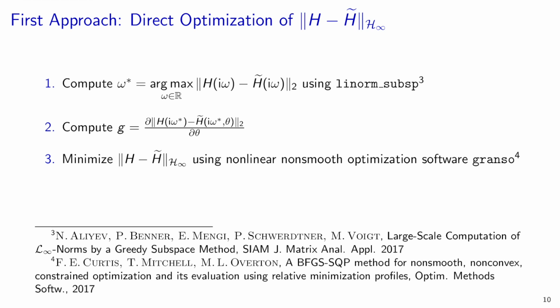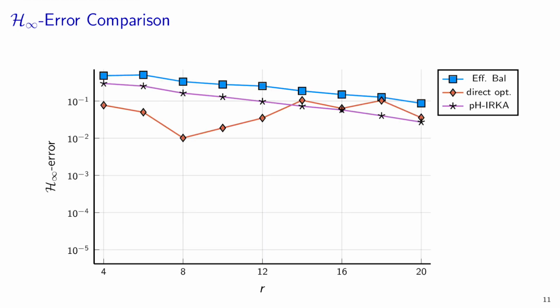Since it is a non-smooth and non-convex problem, we use Granso, which is Tim Mitchell's tool for exactly this kind of problem. In the current slide, you can see the H-infinity error that's resulting from applying this direct H-infinity norm minimization method depicted in orange. Unfortunately, after a really promising start, the error does not decrease for reduced model orders larger than 8 and instead returns to the larger errors of the previous methods. To explain this behavior, I have prepared a little demo that I want to show you now.